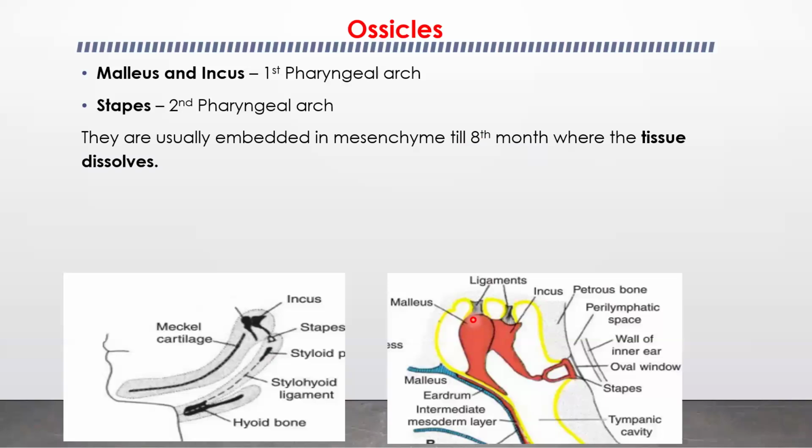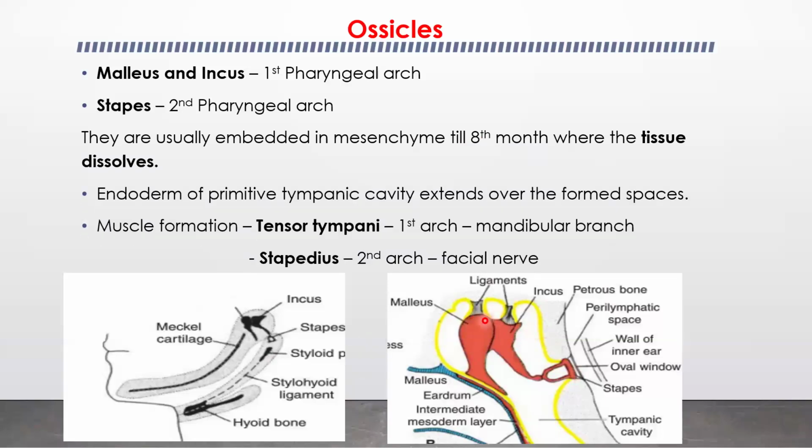But before then, you can appreciate you have some ligaments and some muscles attaching to it. Where do they come from? So the endoderm of the primitive tympanic cavity extends over the formed spaces I had alluded to earlier. But before then, the muscle formation for the tensor tympani, which is a muscle for the malleus and incus, comes from the first arch, which is supplied by the mandibular branch of the trigeminal nerve. Then the stapedius muscle, which attaches to the stapes.